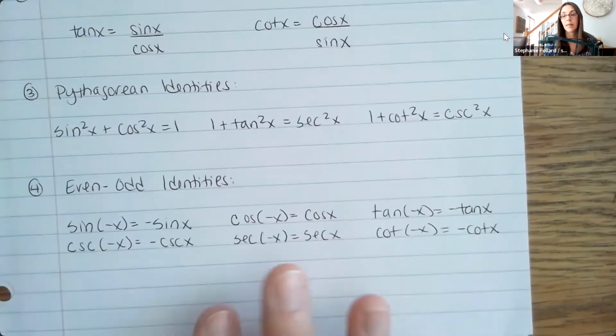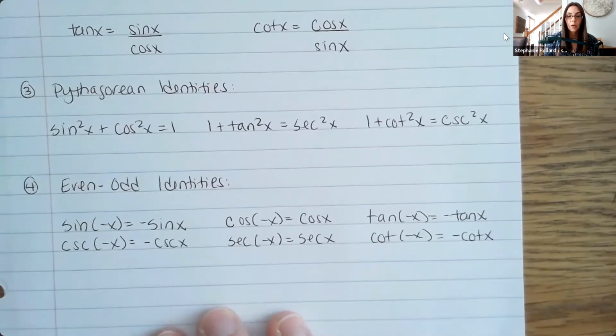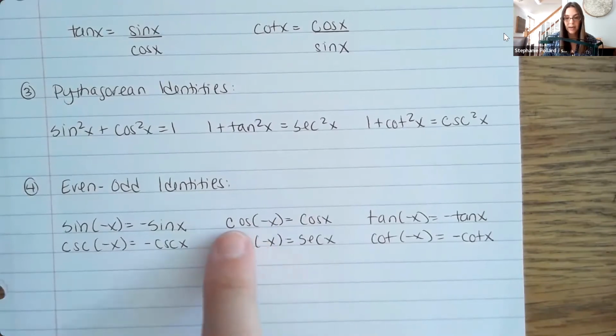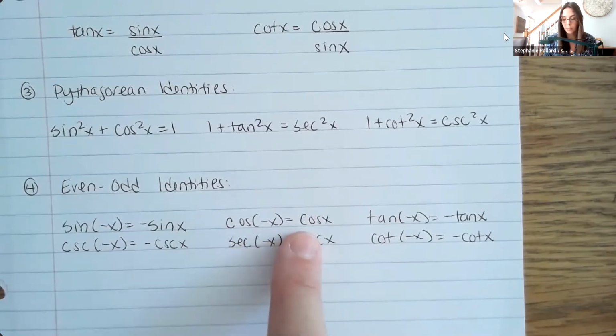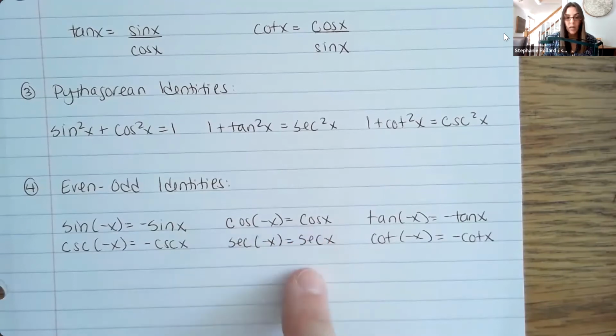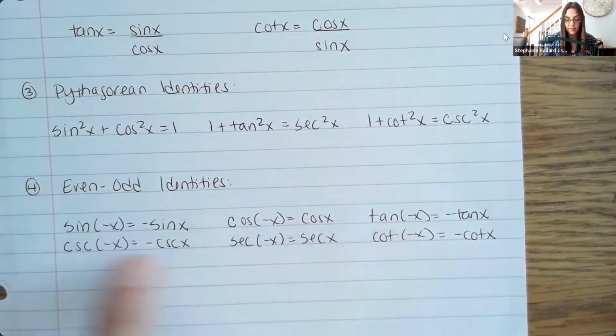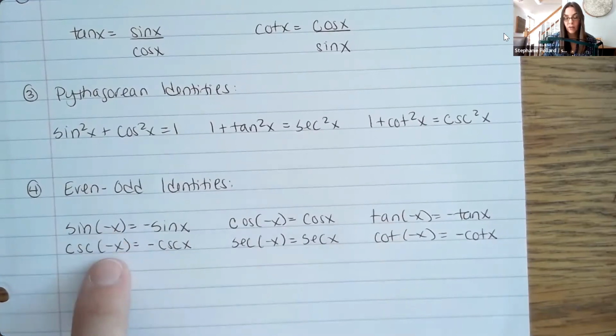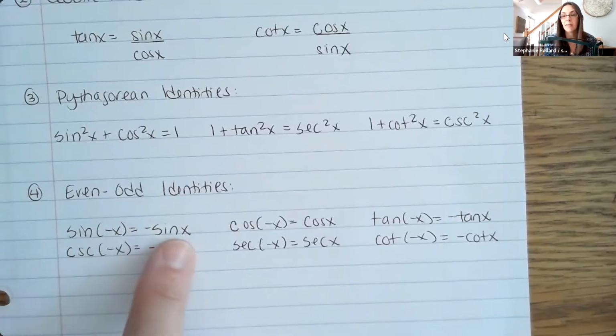And then we've also talked about even and odd functions. Your even functions are cosine and secant. So if you plug in a negative, you just get the positive version back out. It makes no difference. The rest of them are all odd. So for sine, cosecant, tangent, and cotangent, when we plug in a negative, that negative can come outside, and then we can find just the sign of the x value. Again, these are all things we've already seen in previous videos.